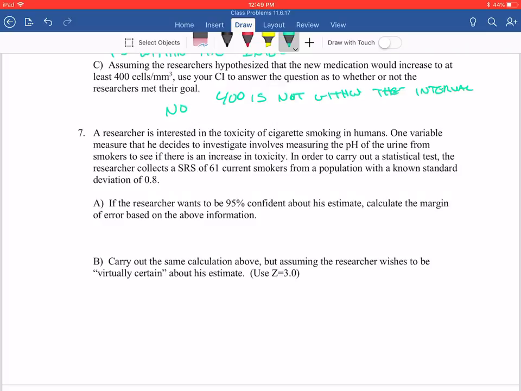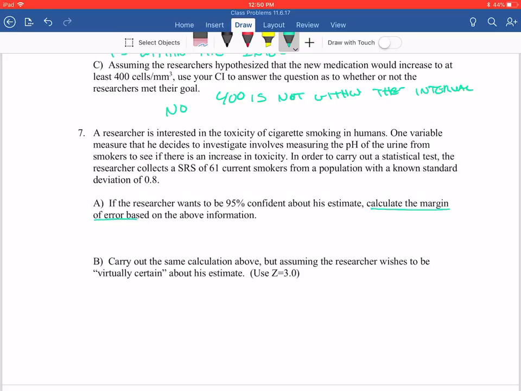Number seven. Researchers are interested in the toxicity of cigarette smoking in humans. One measure that he decides to investigate involves measuring the pH of urine from smokers to see if there's an increase in toxicity. In order to carry out the statistical test, the researcher collects an SRS of 61 current smokers from a population with a known standard deviation of 0.8. If the researcher wants to be 95% confident about his estimate, calculate the margin of error based on the information above. So now we're asked to calculate the margin of error.